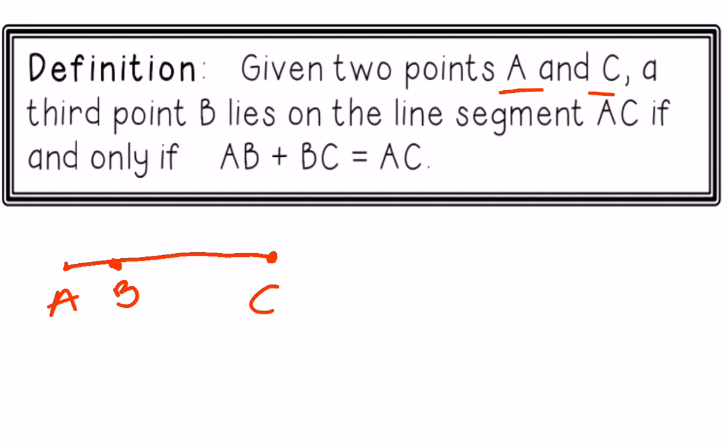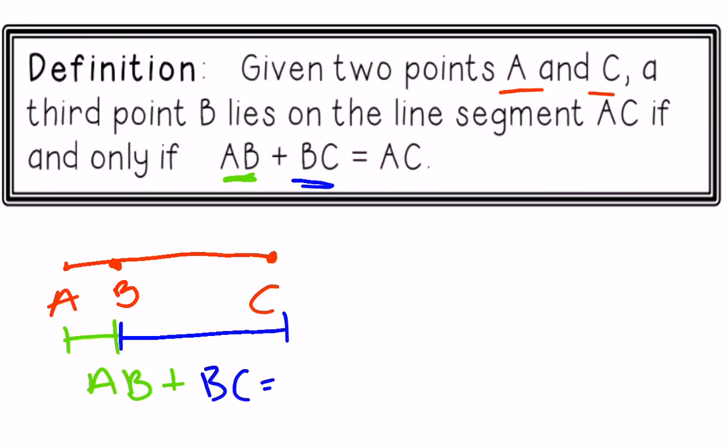If and only if AB plus BC equals AC. So what does that mean? AB is talking about this piece. So AB plus BC, this distance, needs to equal the total distance of AC. Which seems super common sense, but it is something that we have to show and talk about.